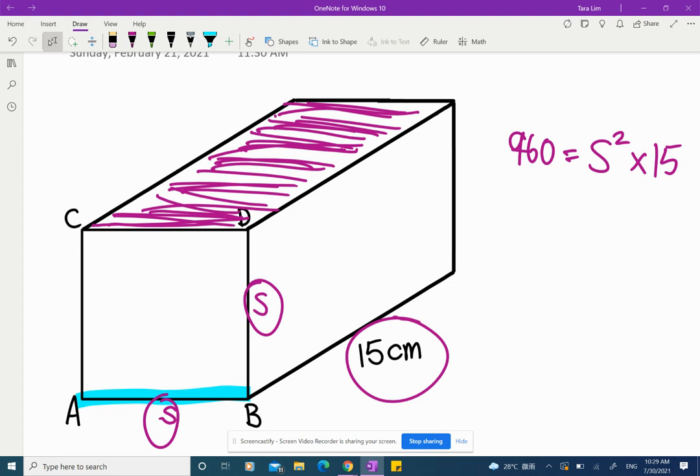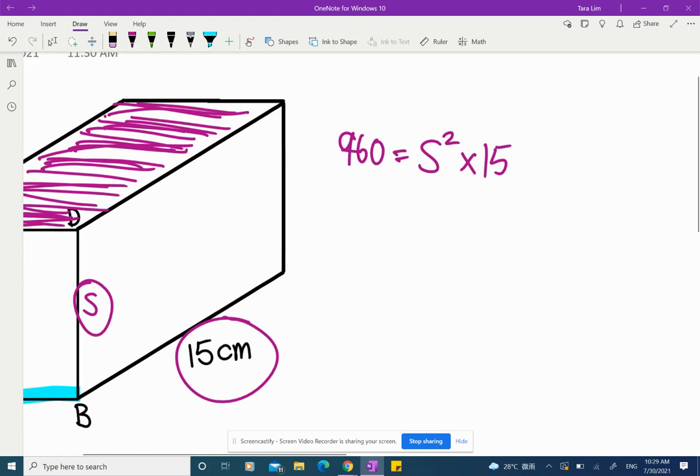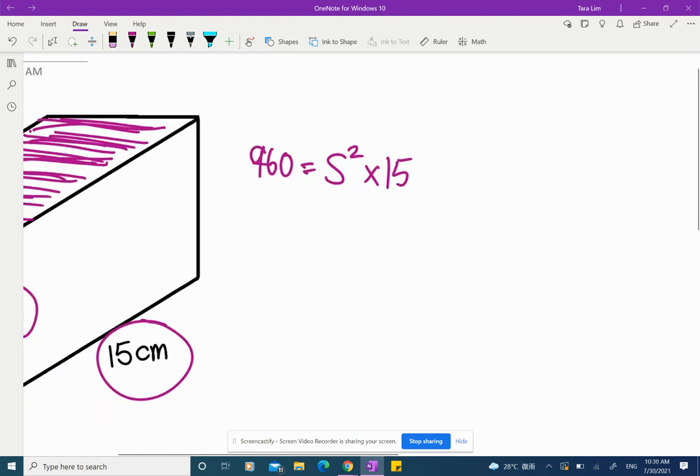Now after you know the surface area of one tissue, we just have to calculate the height. The height of the tissue represents how many tissues there are. So let's say there are 15 tissues stacking together. Then we times 15. Then we will know the total volume of the tissues. So let's just say S squared is the area of the tissues, and this is how many tissues there are. Then we will know the volume, and the volume is 960.